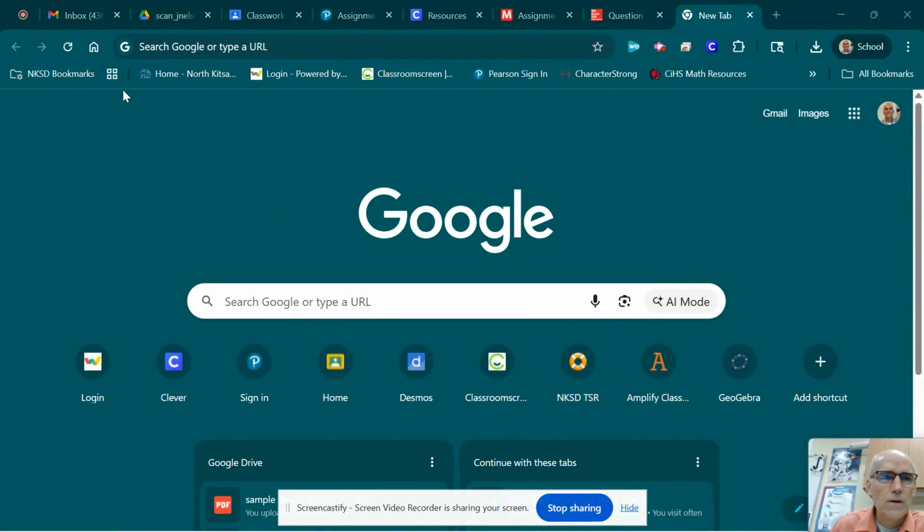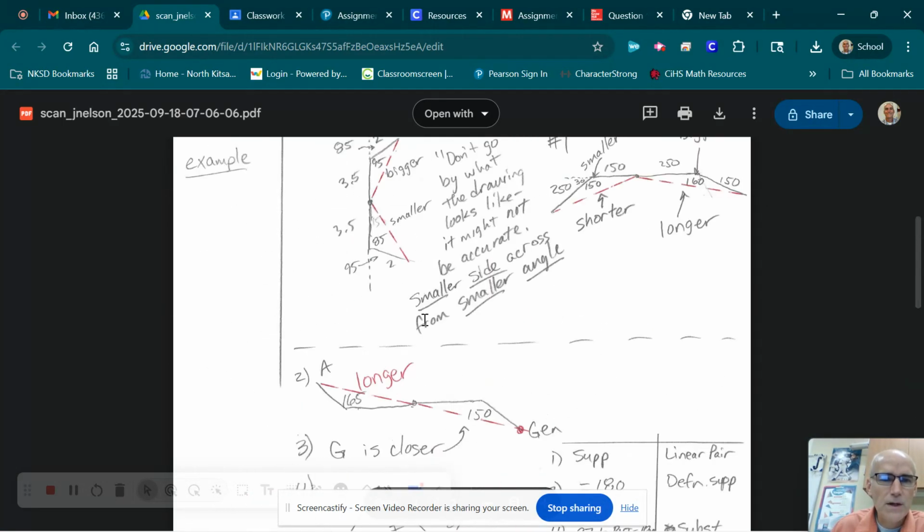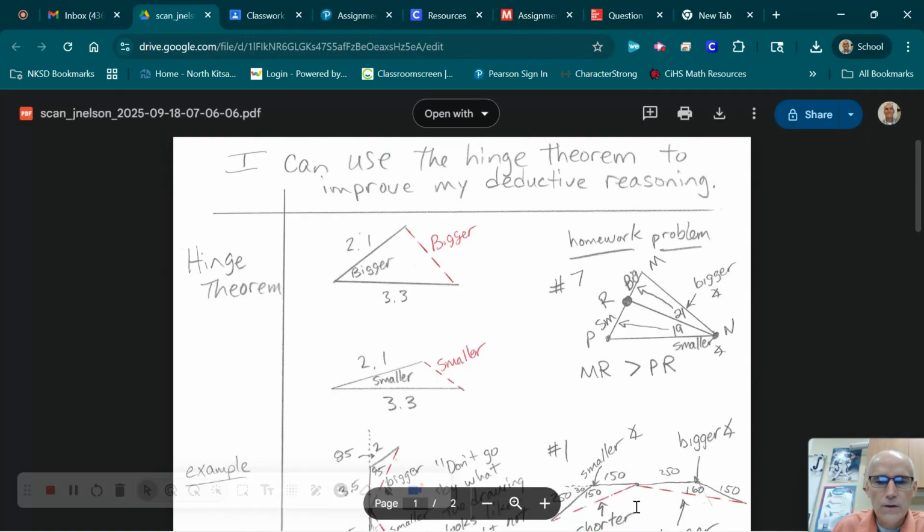Hey folks, so what we're doing is we're reviewing what our homework should look like. Now, I'm starting at the very back page. I'm not sure why I did that. Here's a great example of student work.